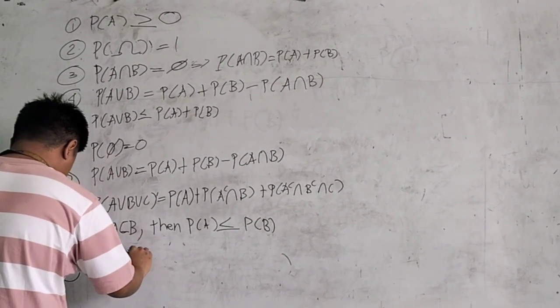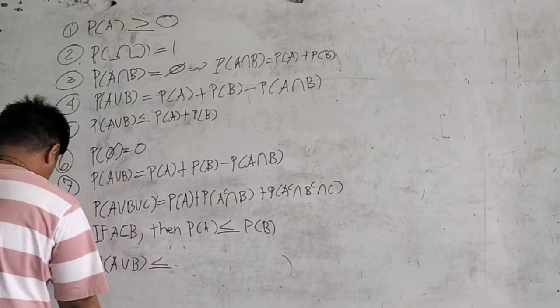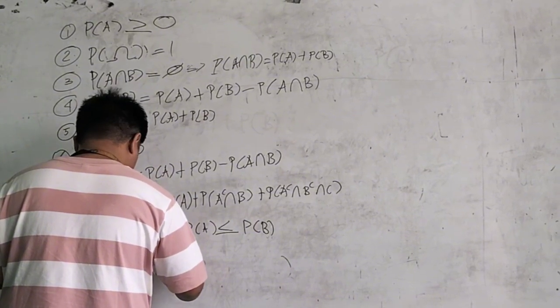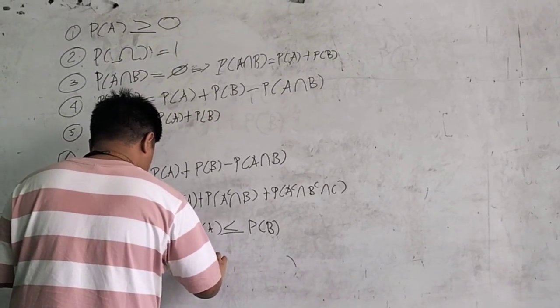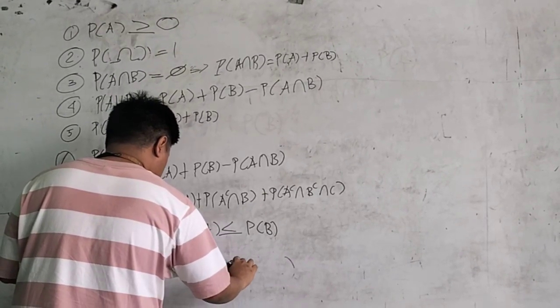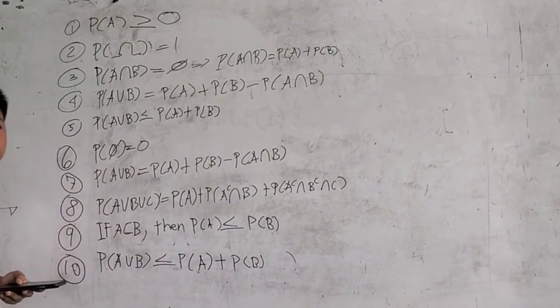The probability of A union B is less than or equal to the probability of A plus the probability of B. While this is the repeat rule of number 5, it emphasizes that the combined probability of two events cannot exceed the total of their individual probabilities. It provides a useful upper bound in cases where the intersection is unknown.